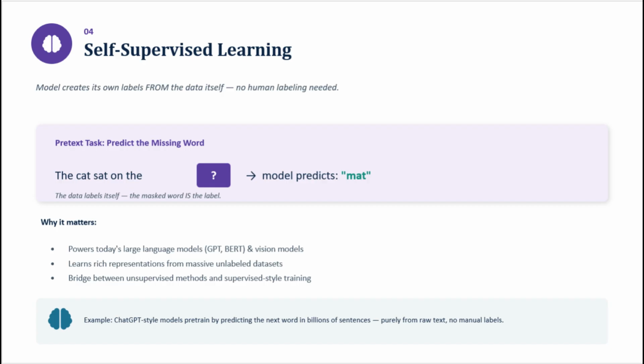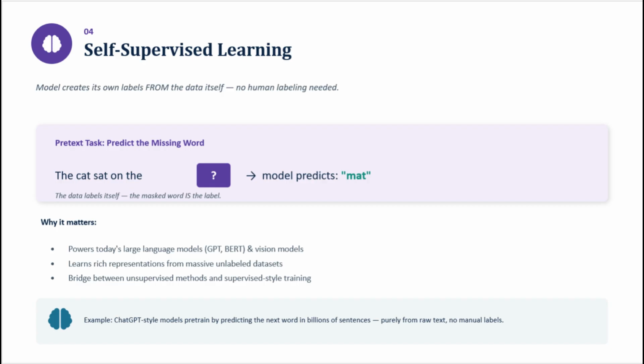Let me explain. Suppose we have the sentence, "The cat sat on the..." We remove the last word. Now the model's task is to predict the missing word. In this case, the correct answer is mat. Notice something interesting. We never manually labeled this sentence. The sentence itself provided the answer. That's why it's called self-supervised learning.